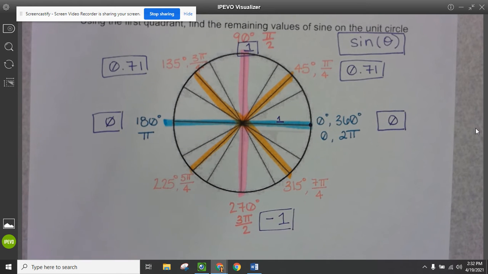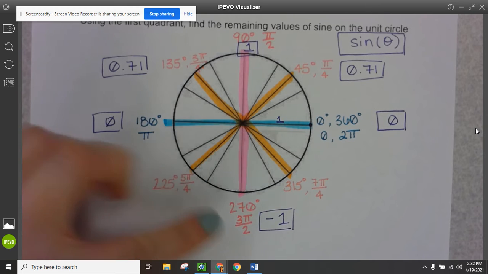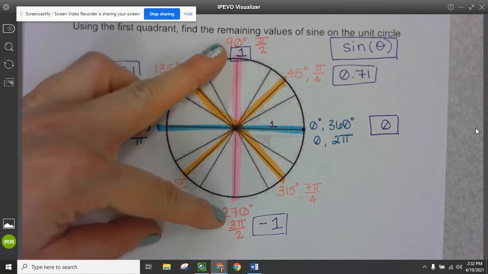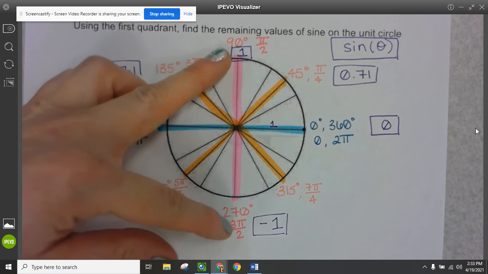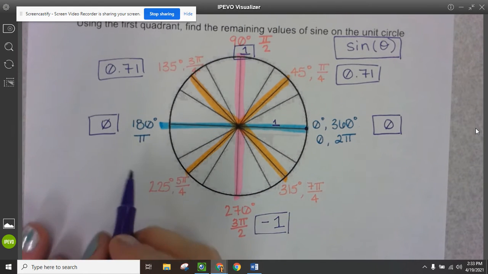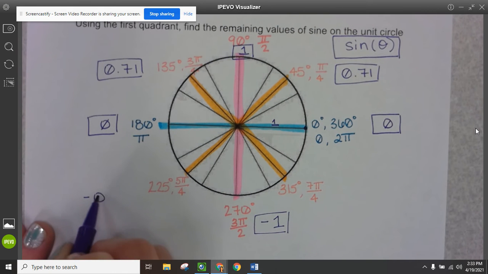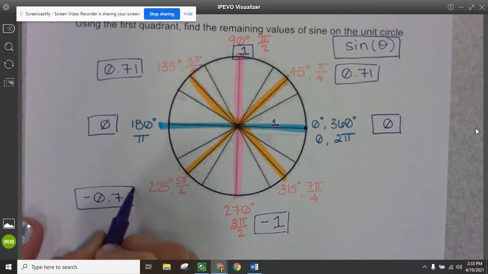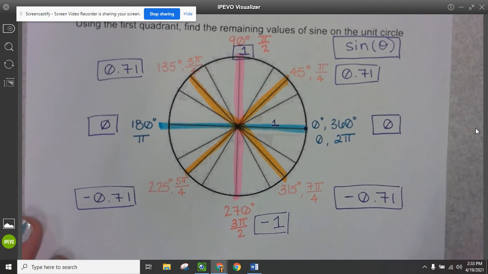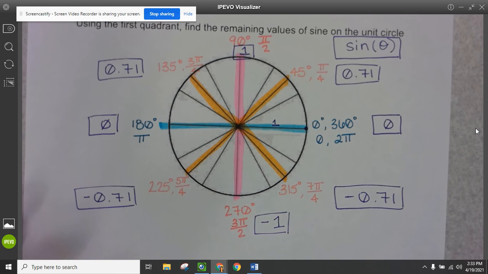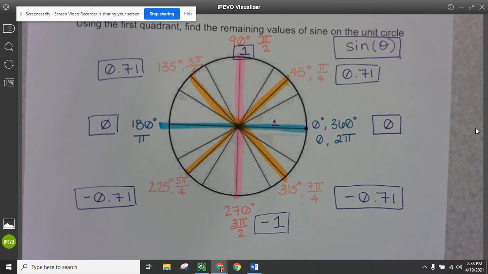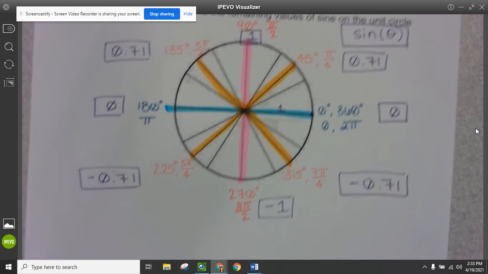All right, now I need to think about sine. If you notice here between 90 and 270, or pi over 2 and 3 pi over 2, I had positive 1 and negative 1. So up above, sine is positive, and down below, sine is negative. So this will be negative 0.71, and this will also be negative 0.71. And those numbers that I boxed, my sine values, is actually what I'm going to use to graph.